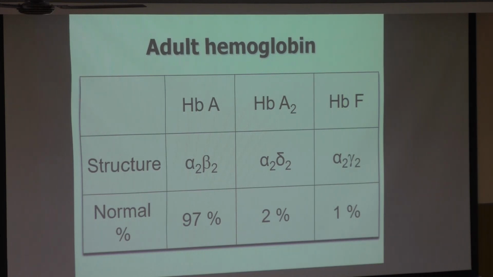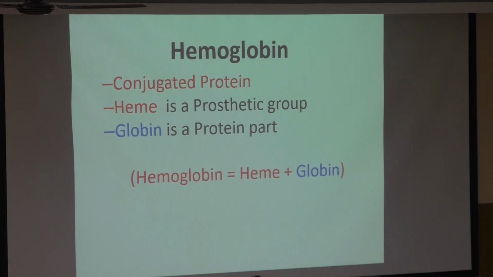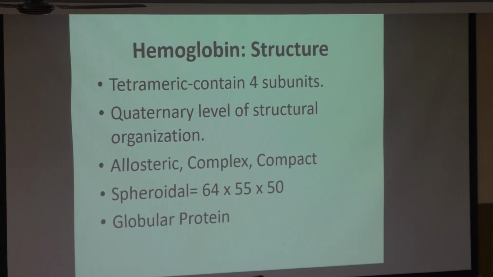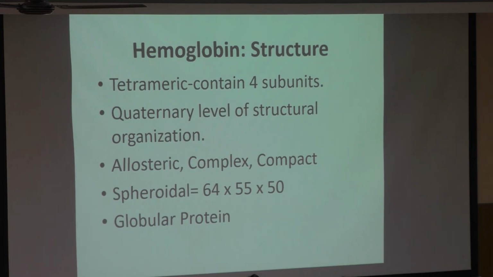Now we will discuss mainly hemoglobin A. Hemoglobin A is a conjugated protein. Heme is a prosthetic group, globin is the protein part, and both combine to form hemoglobin. It is a tetramer containing 2 alpha chains and 2 beta chains, and they form a quaternary structure.